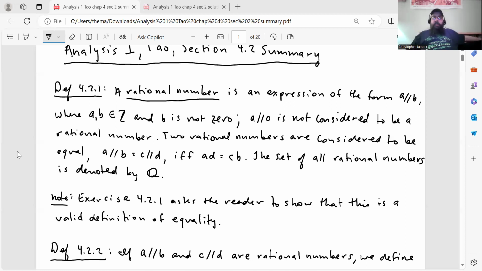So a rational number is an expression of the form a/b, where a, b are integers, and b is not zero. a/0 is not considered to be a rational number. Two rational numbers a/b equals c/d if and only if ad equals cb. And the set of all rational numbers is denoted by the symbol Q. All right.